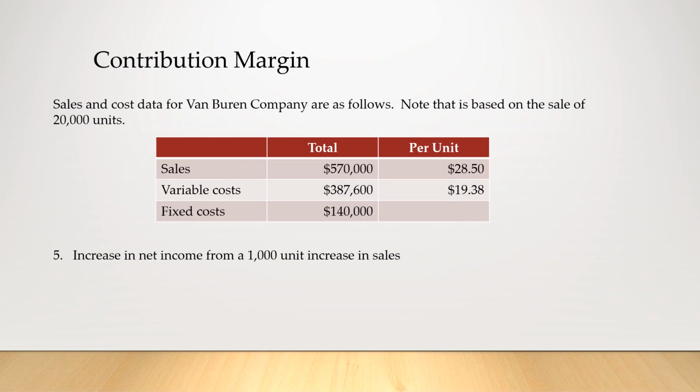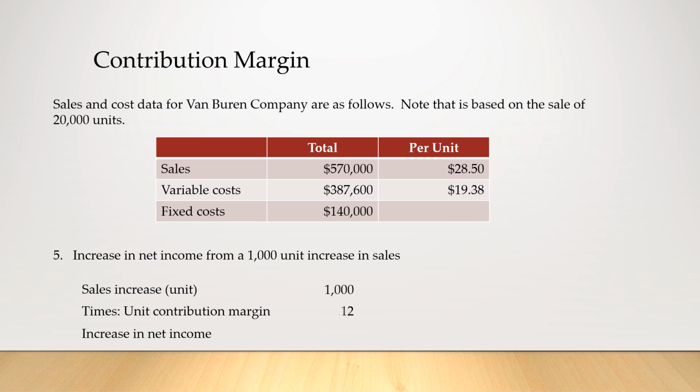Number 5. Calculate the increase in net income from a 1,000 unit increase in sales. You can calculate this amount by multiplying the unit sales increase by the unit contribution margin. Using our given amounts, 1,000 units times $9.12 per unit, the unit CM we calculated in number 3, net income will increase by $9,120.